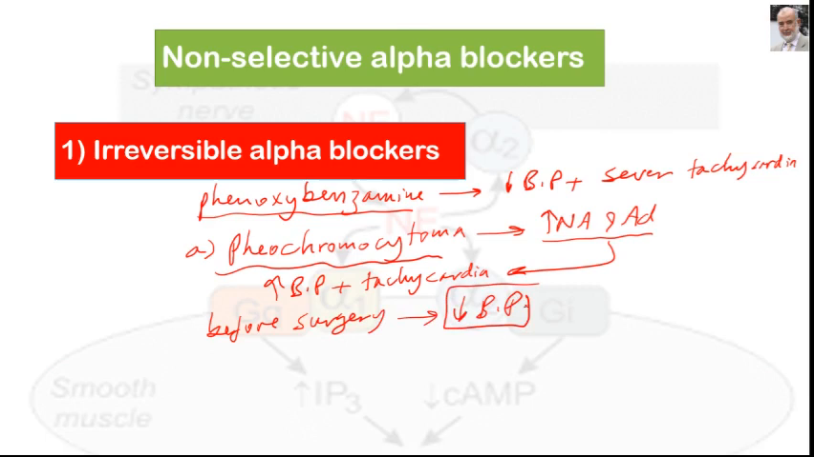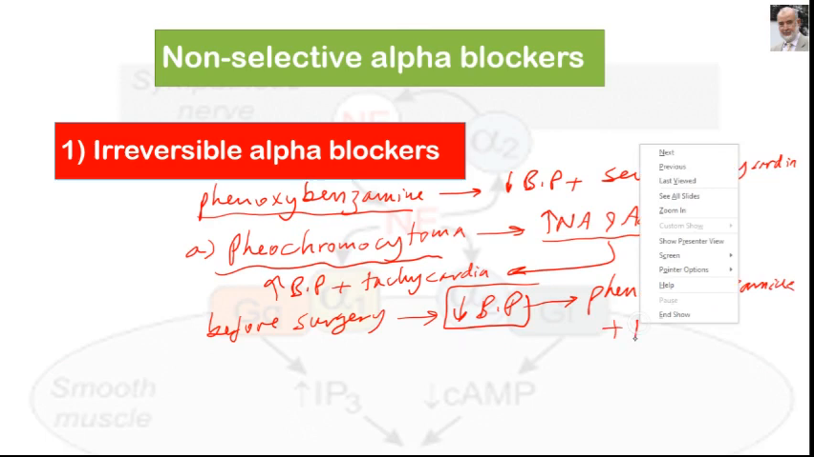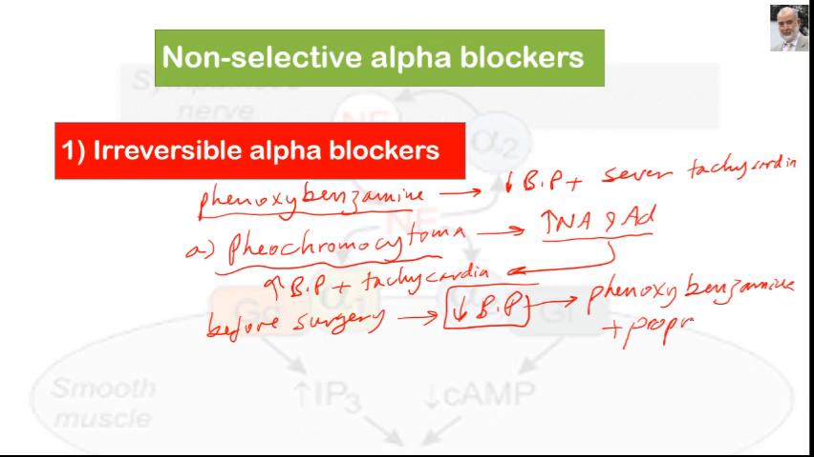How do you do that? Through phenoxybenzamine. So they give phenoxybenzamine before surgery to decrease blood pressure. Usually phenoxybenzamine is given with a beta blocker like propranolol. And we'll explain later when we talk about beta blockers why they give both drugs. Because propranolol will block the beta 1 effect on the heart and phenoxybenzamine will block the alpha 1 effect on blood vessels. Okay, so this is the first important clinical use of phenoxybenzamine.